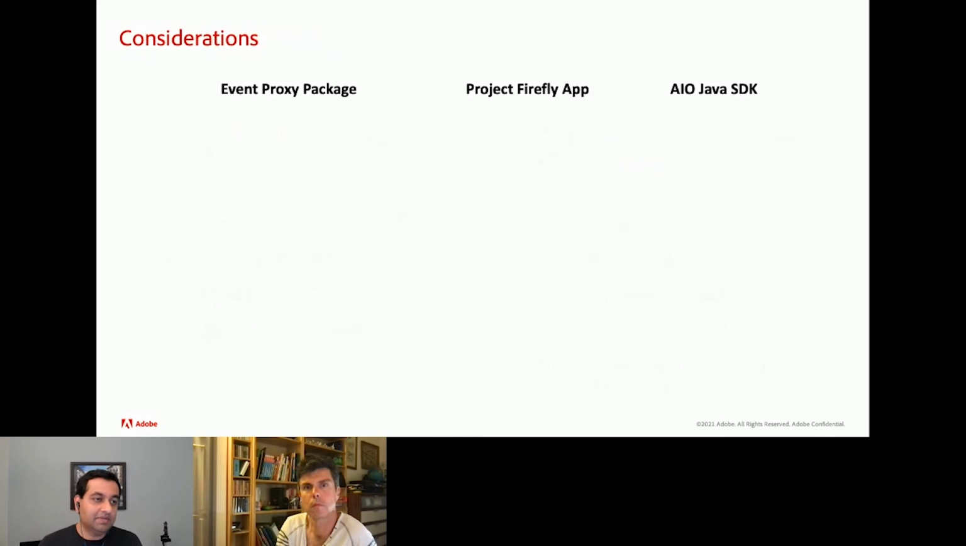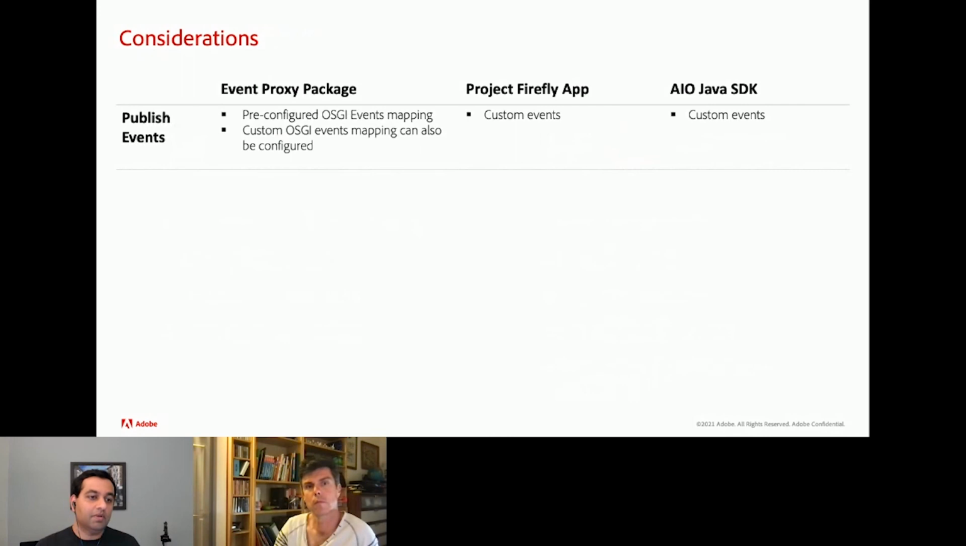So let's look at some considerations. I'm not going to talk about the fully custom option because it's fully custom, so you can build whatever you want. But with the 3 options that are being provided, when we're talking about publishing events, the event proxy package publishes out of the box OSGI events and custom OSGI events, whereas the Firefly app and the Java SDK fully utilize custom events. The event proxy package does not consume events, whereas the Firefly app and Java SDK can.